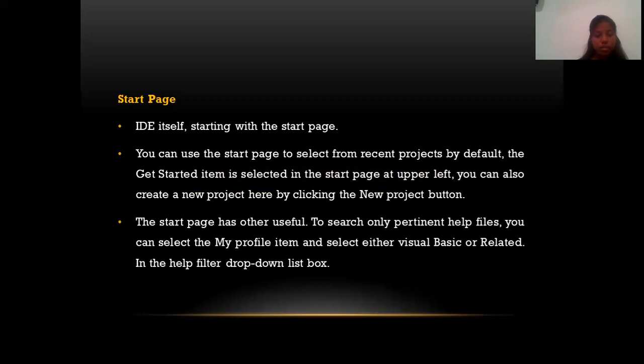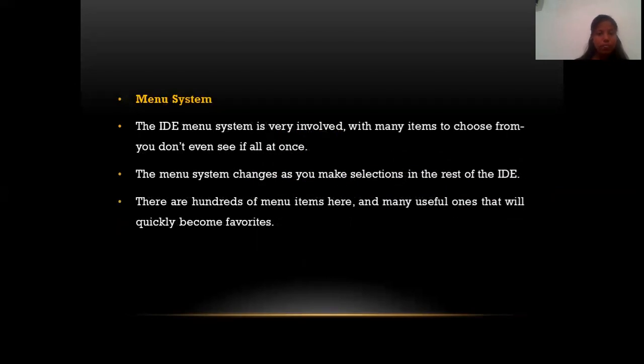And the start page has other useful things. To search only pertinent help files, you can select the my profile item and select either Visual Basic or related. So in the help filter drop down list box, we can select Visual Basic or related tools in the start page. So let's see the menu system.